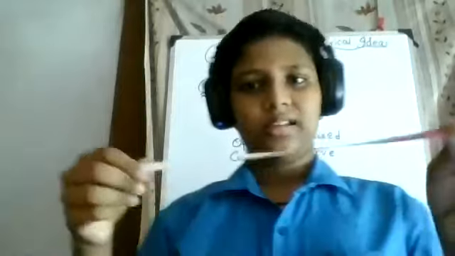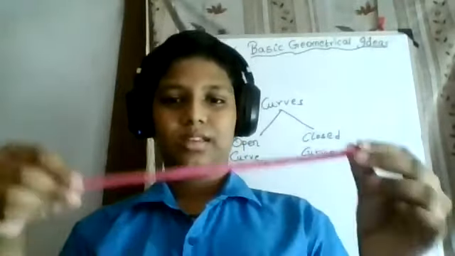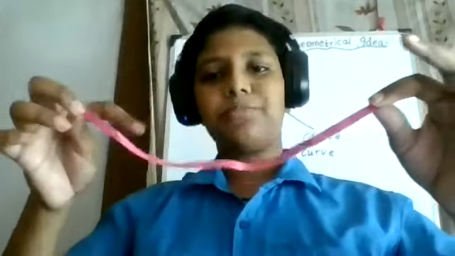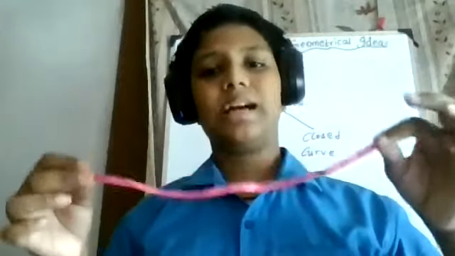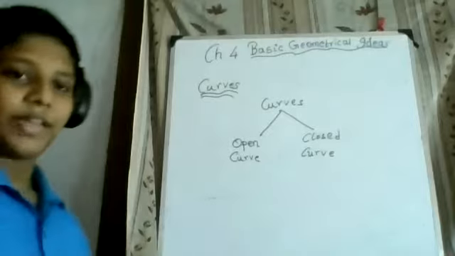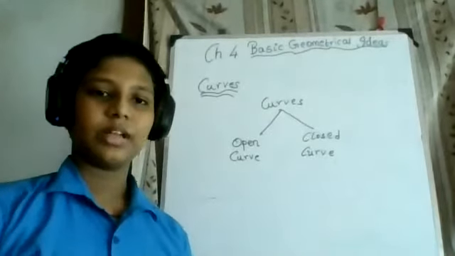A curve means which has no proper shape. This is a line, and if I hold it loosely, it forms some shape. That is called a curve. In curves, we have two types: open curve and closed curve.